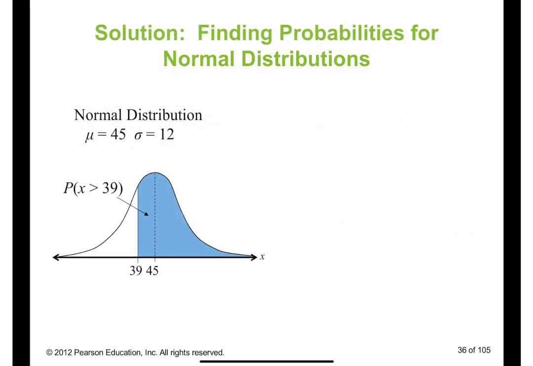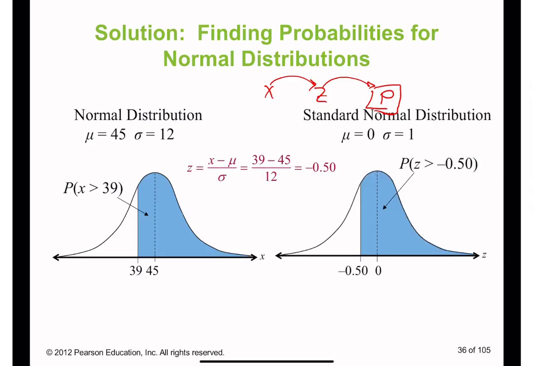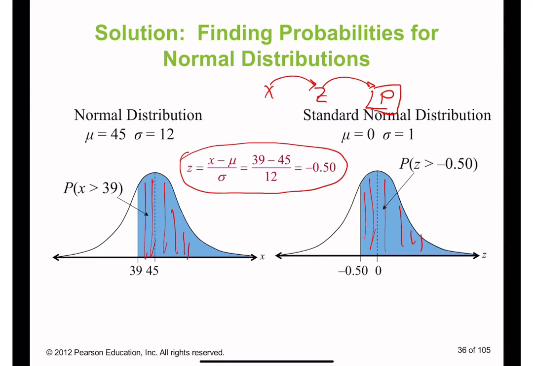Okay, let's go ahead and solve it. X is greater than 39. First, we have to convert to z-score. Remember, you have to convert x to z-score, and then use the table to get probability. So how much will be our z if you convert? 39 minus 45 over 12, so negative 0.5. And it's going to go to the right again because x is also to the right. It says greater than. So z-score has to be greater than negative 0.5.